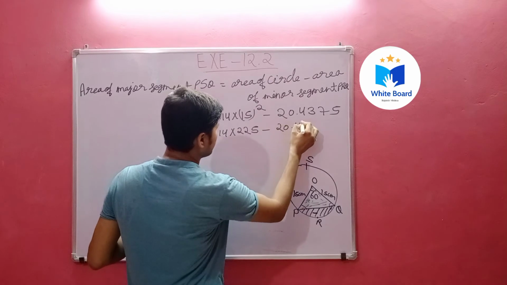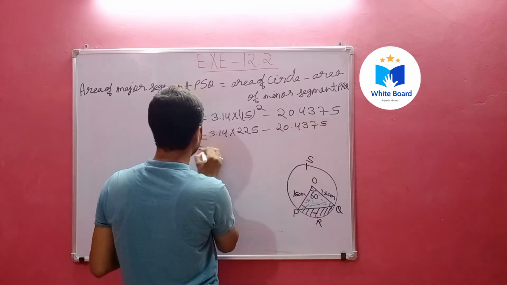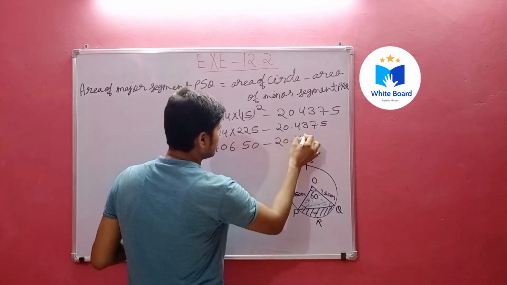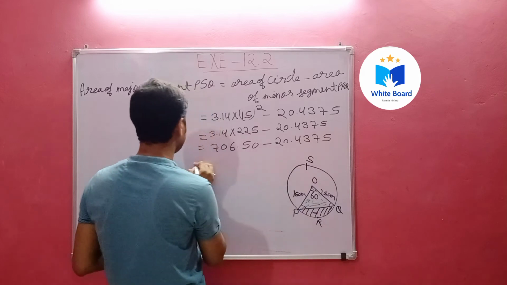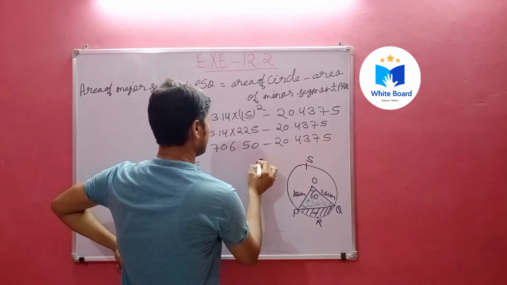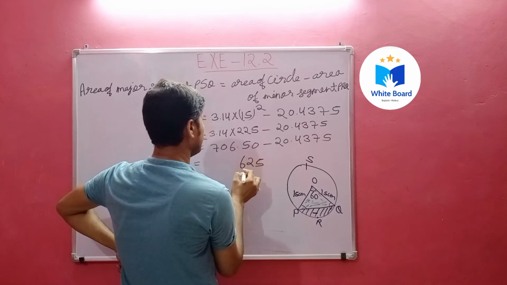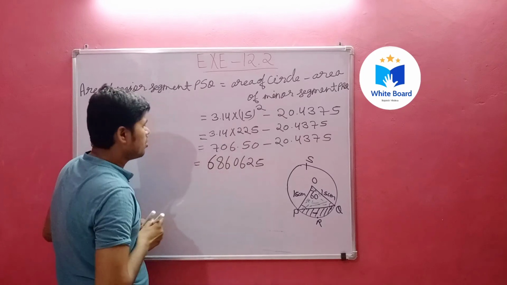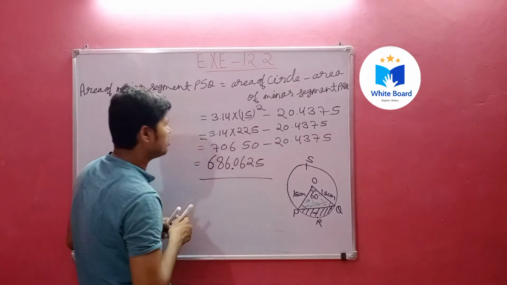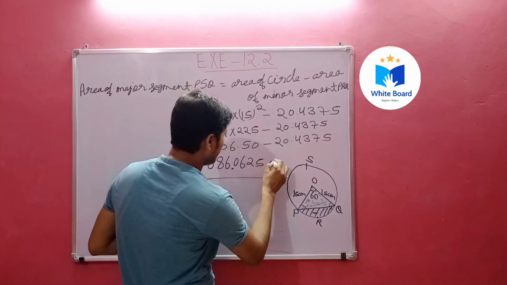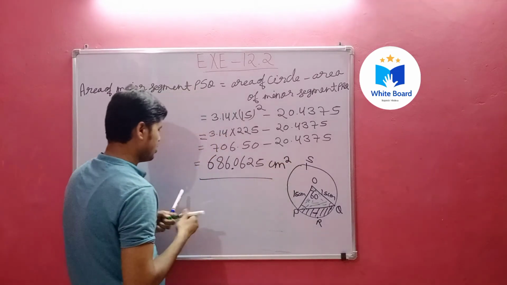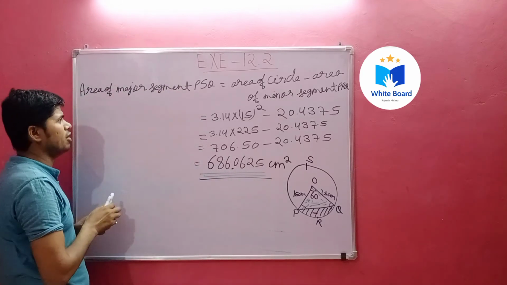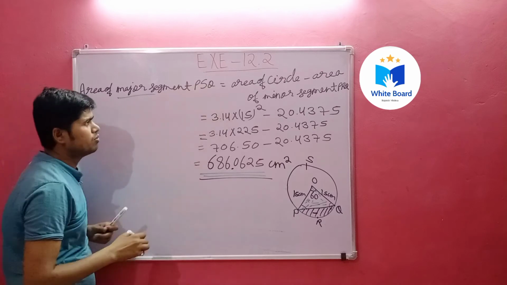225, 706.50 minus 20.4375. On subtracting, we will find 6.0625 centimeter square. In this way, this is the required area. In this way, we find the area of the major segment also, that is denoted by PSQ.